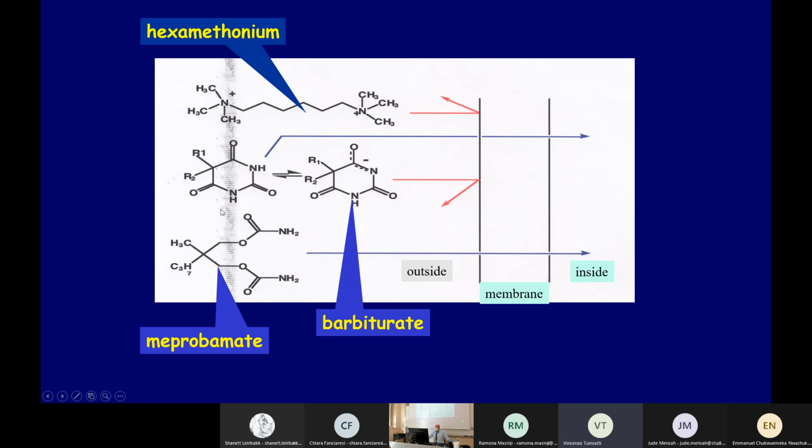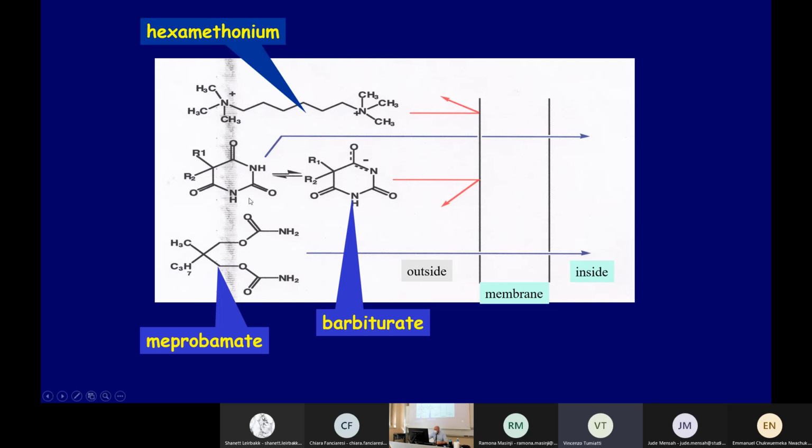You have another example, meprobamate. Meprobamate is an old drug used to induce sleep, an anxiolytic drug. In this case, you see no charge. It's a neutral molecule. Lipophilic. And this compound is able to cross freely, almost freely, the membranes by passive diffusion, according to the concentration gradient.